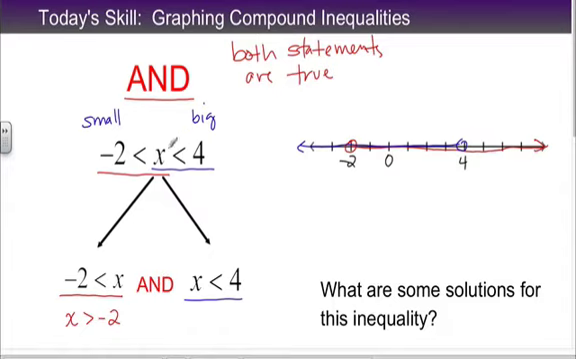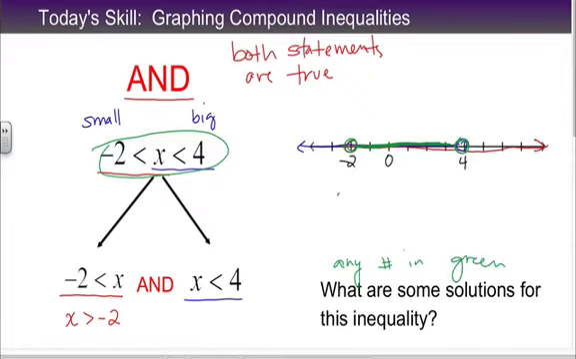But then if we wanted to construct the graph of the "and" statement, where -2 is less than x and x is less than 4, what we're just looking for is this green part that I'm going to do, which is just all of the stuff in between -2 and 4. So now let's answer this question. What are some solutions for this inequality? Well, any number that's in the green would be a solution to this inequality.